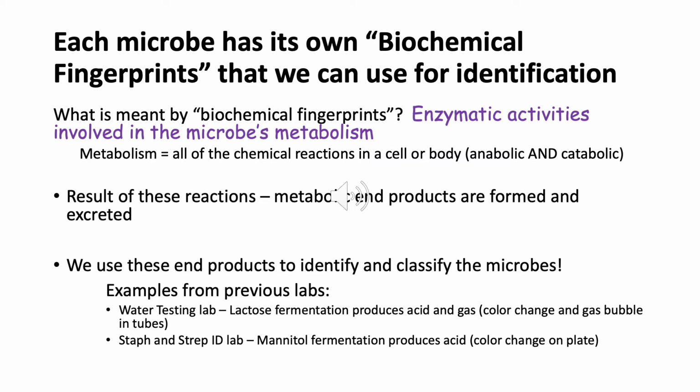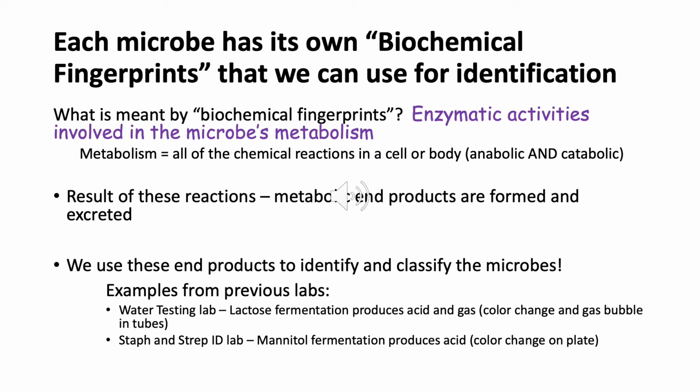So some examples from the previous labs. In the water testing lab, remember that lactose fermentation produced gas and acid, and we saw that as a color change and a gas bubble in the Durham tubes. Those were end products from metabolic reactions that we used to detect what kind of microbe we had.